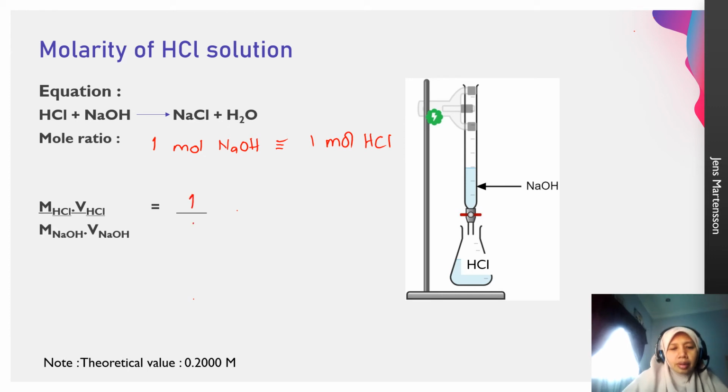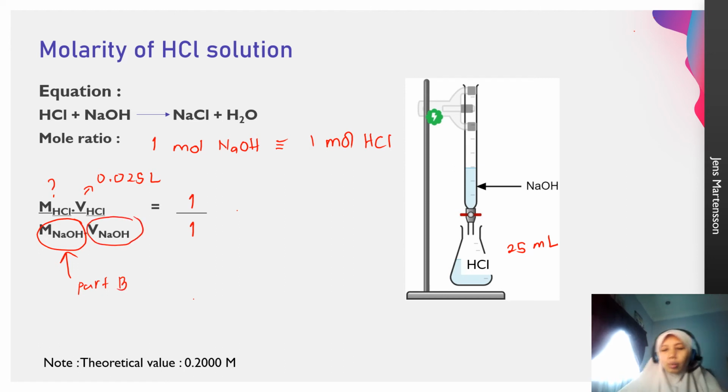And hence, we can substitute our mole ratio down here. Okay, do we know the molarity of HCl? No, this is what we want to determine. We don't know this. Do we know the volume of HCl? Yes. Remember, we pipette 25 ml of the hydrochloric acid. So this is basically 0.025. Do we know the molarity of NaOH? Yes, we do. We obtain this from part B.